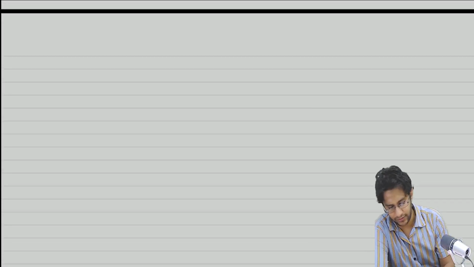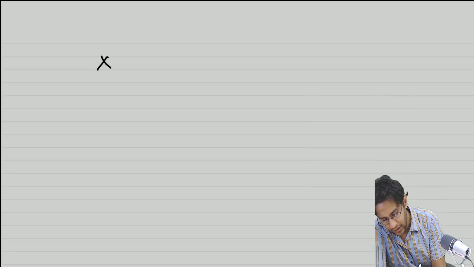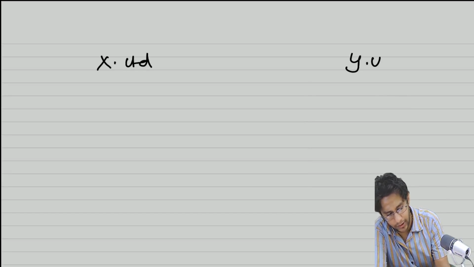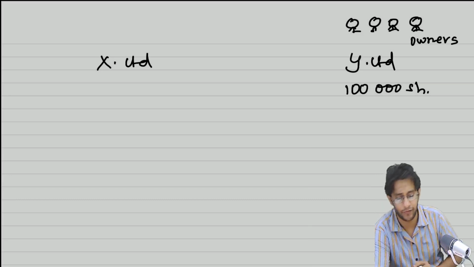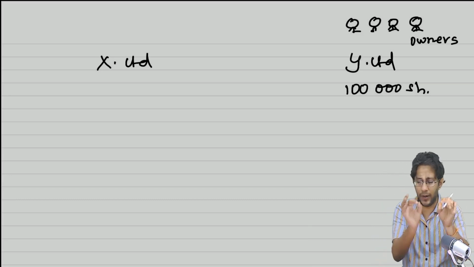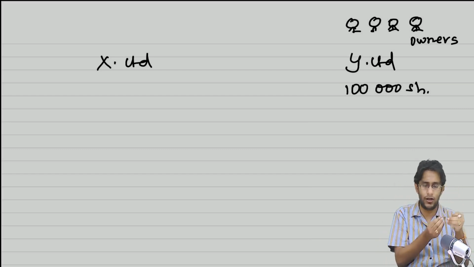There is one more case, a very interesting case. Look at this. X Limited and Y Limited, 2 entities are there. In Y Limited, 1 lakh shares are there. These people are the owners of Y Limited. Those 4 people are holding 1 lakh shares in Y Limited.